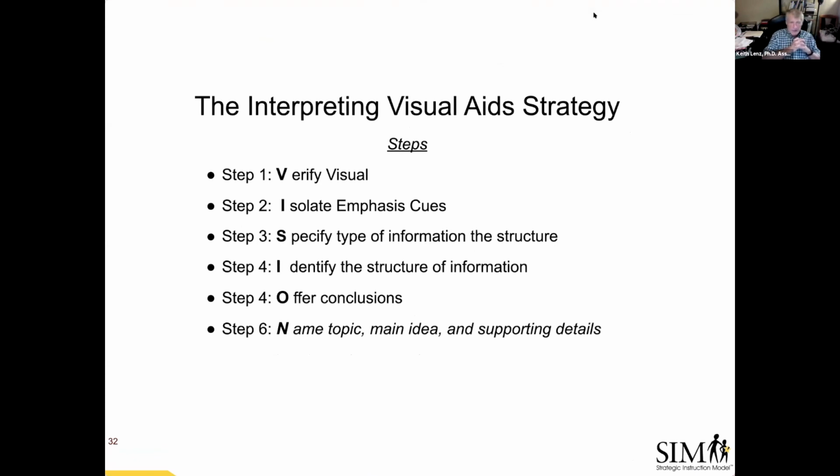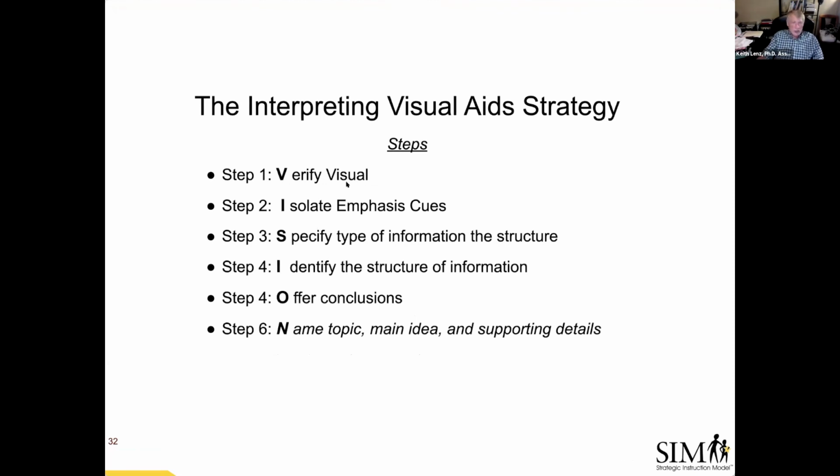This is the steps of the visual interpretation strategy. I've called it a lot of things. I've called it the interpreting visuals strategy. I've called it the VISION strategy because that's the acronym. I called it interpreting visuals. You could call it whatever you want. I've changed it in different ways throughout the intervention.